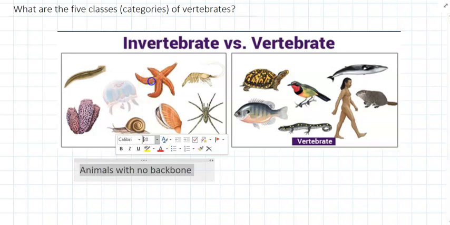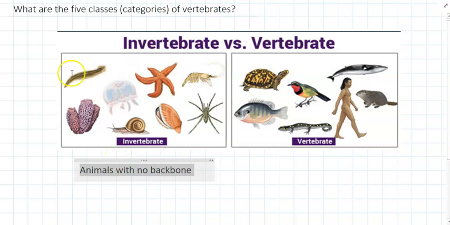So things like in the picture here, we can see flatworms, jellyfish, sea stars, all the insects, and the arachnids like spiders, and all the mollusks like snails and slugs. None of these animals have a backbone.